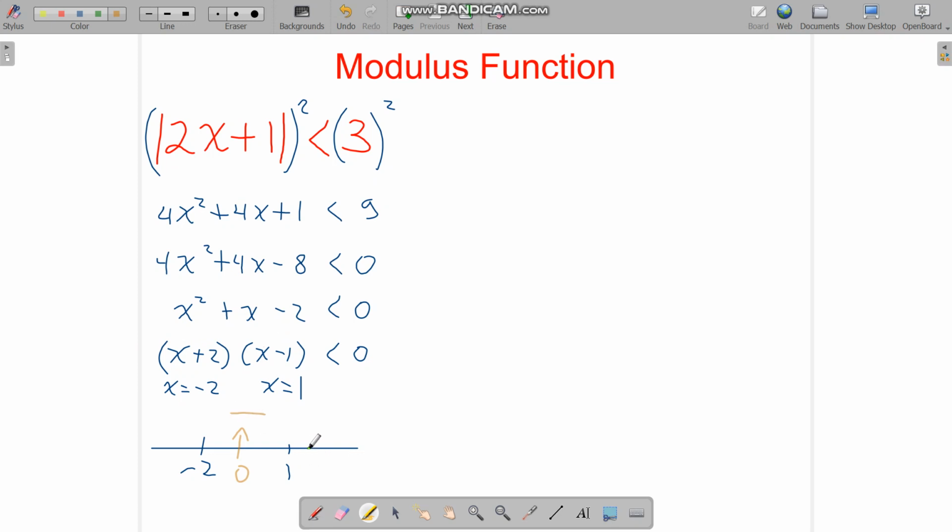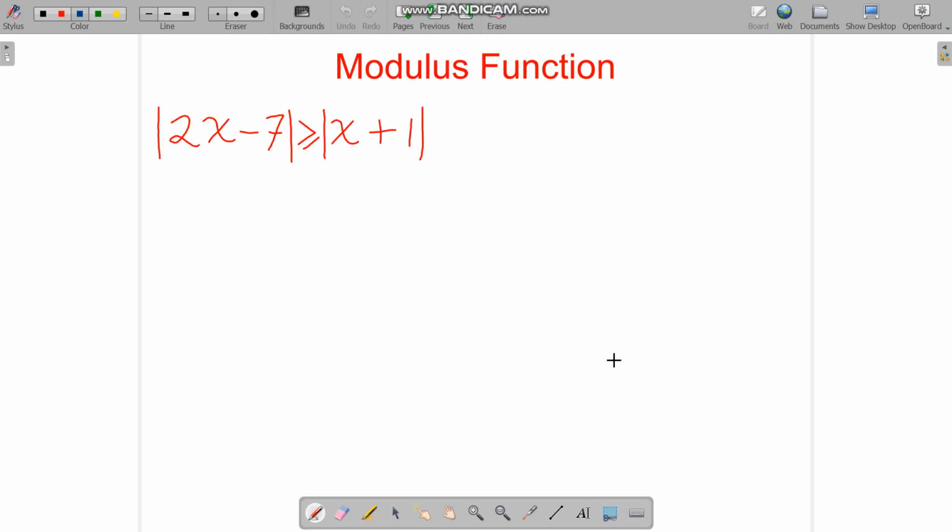And if we try something bigger than 1, such as 10, we plug in 10, we get something positive. Positive times positive is positive, so in this interval we have a positive, and in this interval we also have a positive if you try and plug in some random numbers. Since we are looking for smaller than 0, which is negative, the solution is the one in the middle. So the final answer is therefore x is between minus 2 and 1.